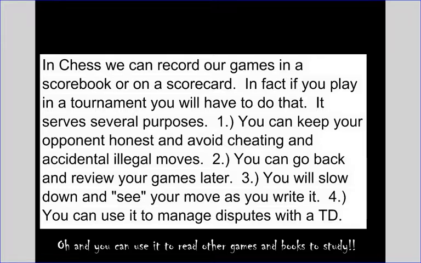Number two, you can go back and review your games later. Number three, you will slow down. You'll play more deliberately and you will see your move as you write it. And sometimes you'll even scratch it out and go, oh, that's not so good, and write something different.